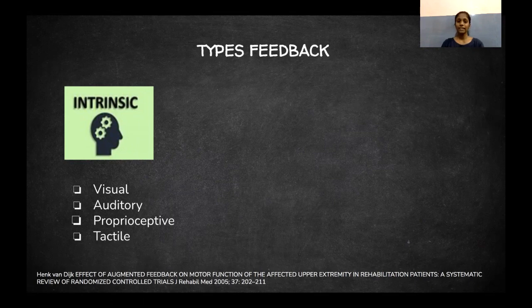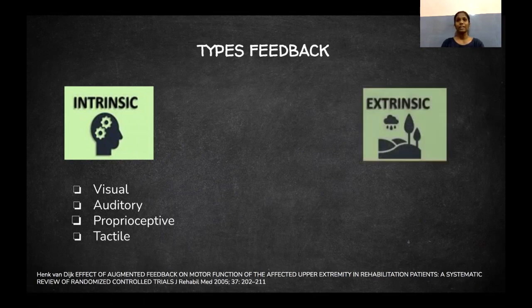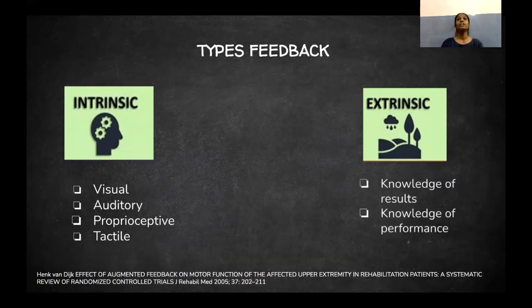Let's move to the second type, extrinsic feedback. Extrinsic feedback is received from an external source. For example, in the clinical setting, the therapist provides extrinsic feedback to the patient. In sports, the coach provides extrinsic feedback to the players. It should be given as knowledge of results and knowledge of performance. Extrinsic feedback is also called augmented feedback because it enhances the task intrinsic feedback.